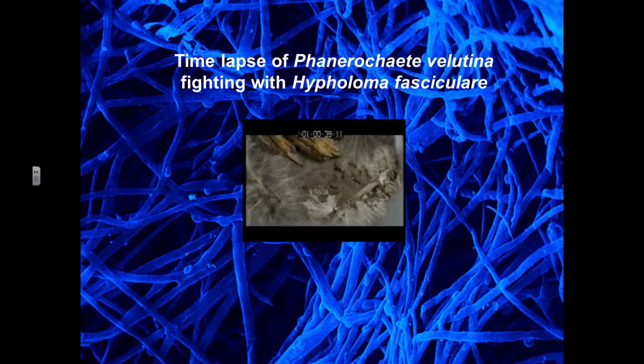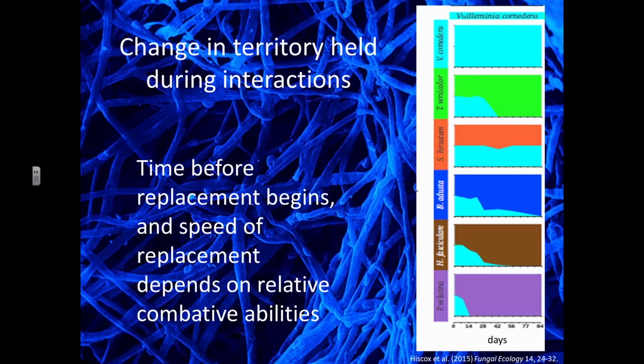So, obviously, different fungi are better fighters than others. They replace at different rates, and we thought we'd have a look at this. Again, we colonized wood blocks with different fungi. Imagine my fist as the wood blocks. We put the wood blocks together, and then over 84 days, every week, we took these blocks apart and took little chips of colonized wood out to see what fungus was there. And this is what we found.